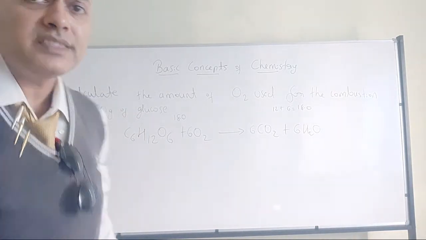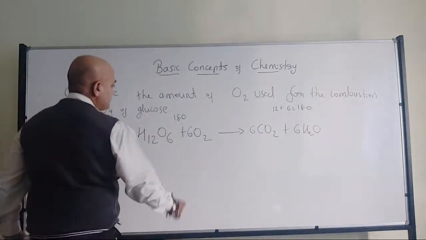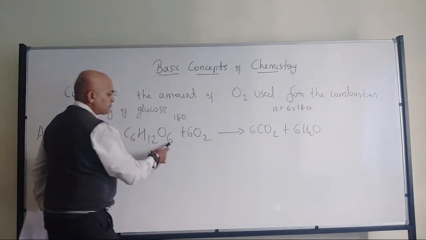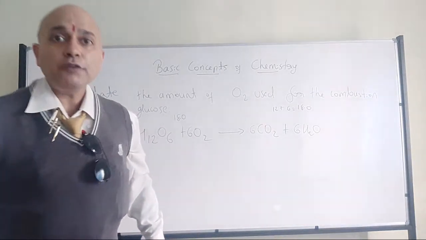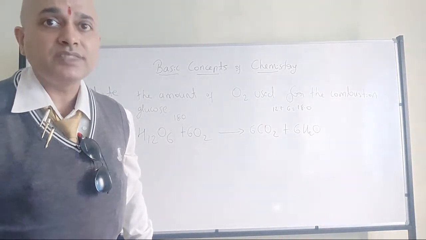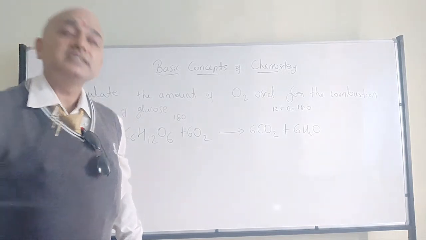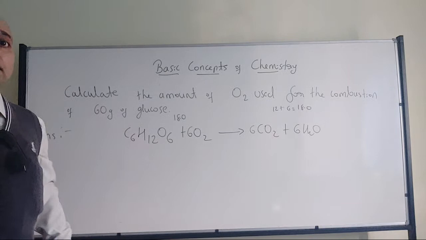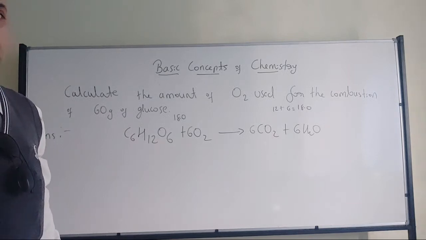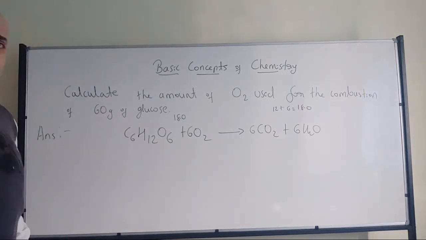Ganavi, it cannot be 3. If you make it 3, 3 2s are 6 plus 6, it will become 12. But we want 18, so we have to make it 6. Yes, now correct. So 6 oxygen. This is where we have the balanced equation. All of you have understood?